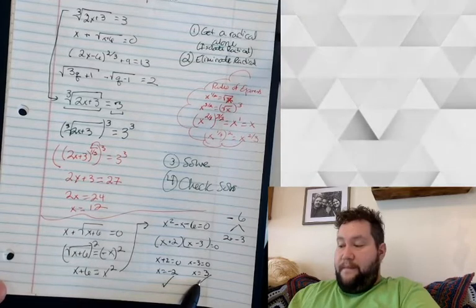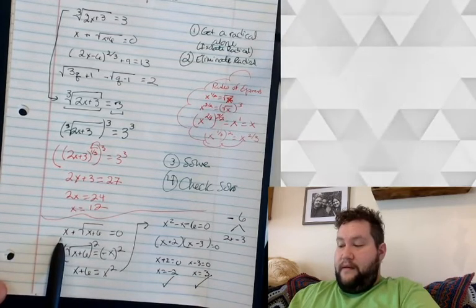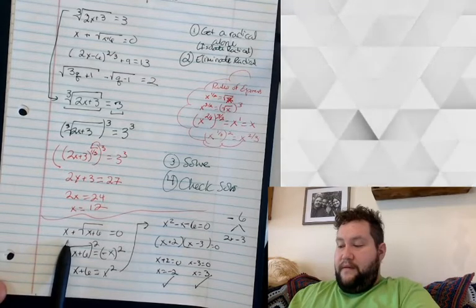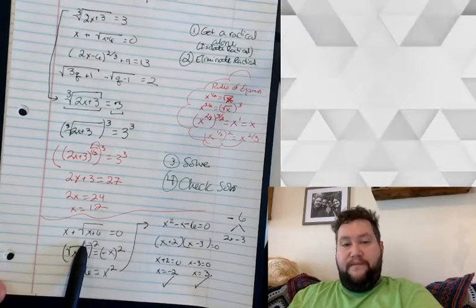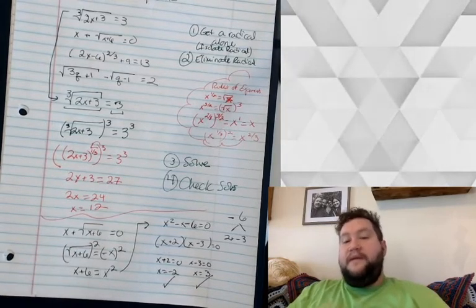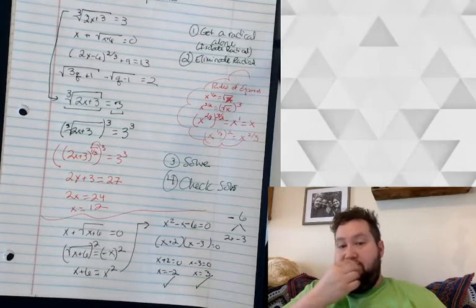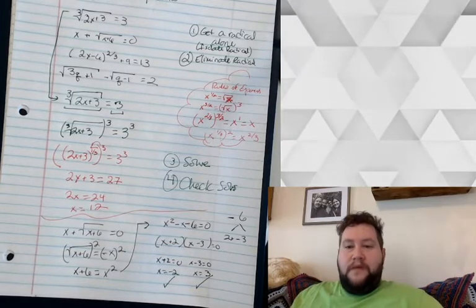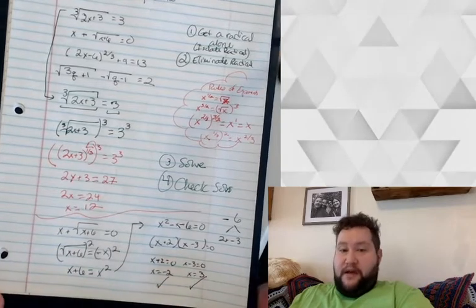3 plus the square root of 9 is 3. And so what does that mean? That doesn't give us a 0. So what we end up seeing is why we need to go back and check.